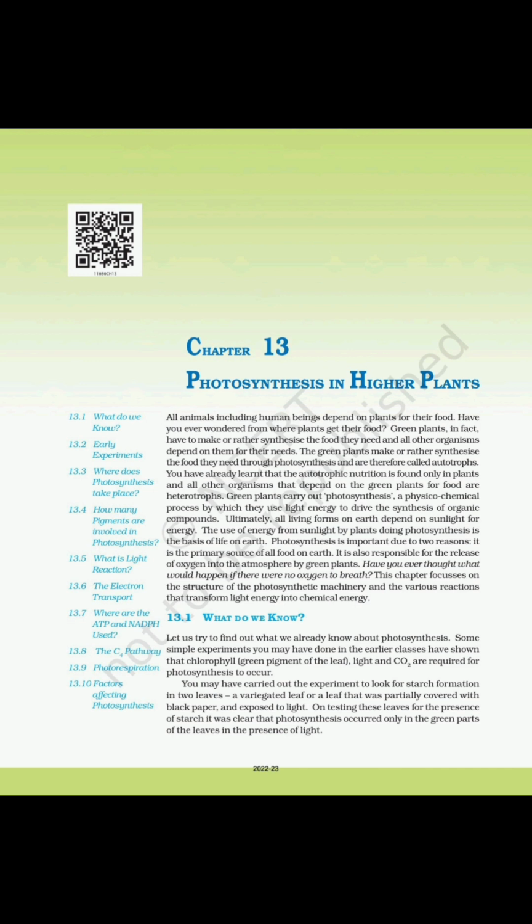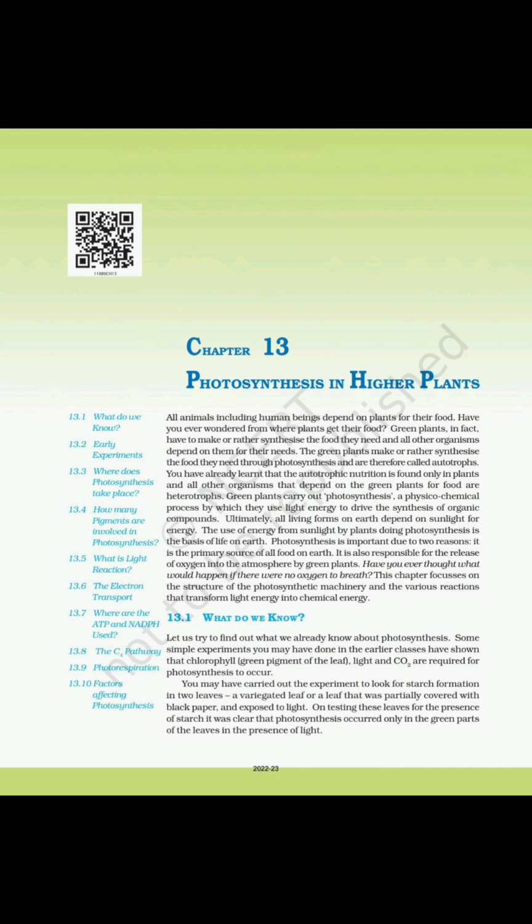them for their needs. Green plants carry out photosynthesis, a physico-chemical process by which they use light energy to drive the synthesis of organic compounds. Ultimately, all living forms on Earth depend on sunlight for energy. The use of energy from sunlight by plants doing photosynthesis is the basis of life on Earth.